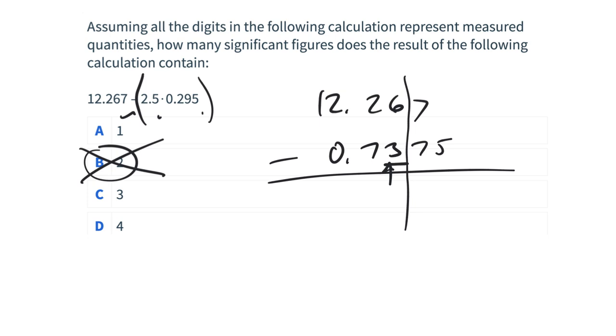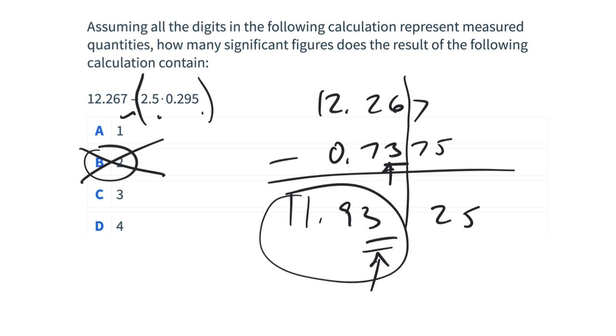And so that placeholder happens to fall in the hundredths place, so my result should be reported to the hundredths place. So I do 12.67 minus 0.7375. I get 11.9325, and I round to the hundredths place, and that ends up being 4 sig figs.